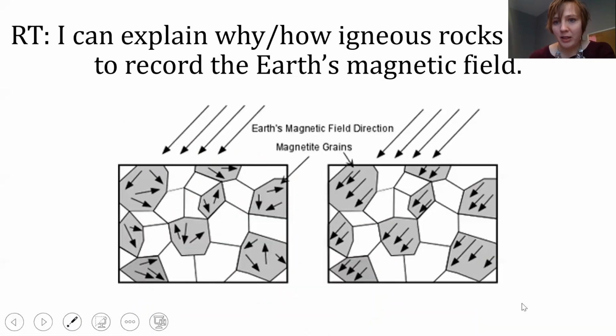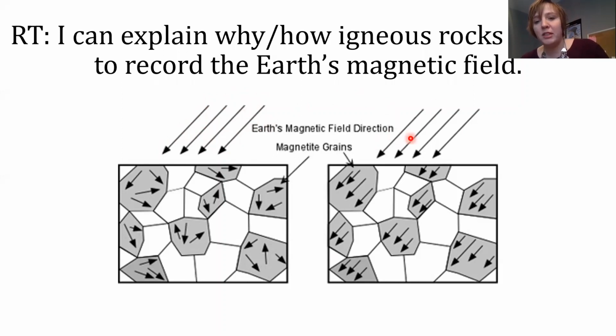So one other thing that we have to talk about with the rocks is explaining why and how igneous rocks are able to record Earth's magnetic field. Okay, so in this image, these lines are meant to represent Earth's field. So we're just zoomed into a single point on the Earth right now. And this is the inclination of Earth's field, right? So just to remind ourselves, it's pointed down, so that we must be somewhere in the northern hemisphere.